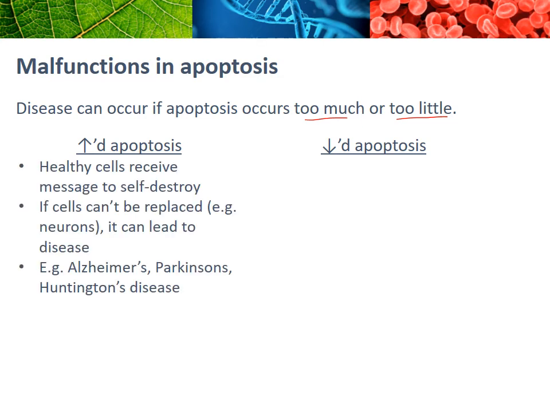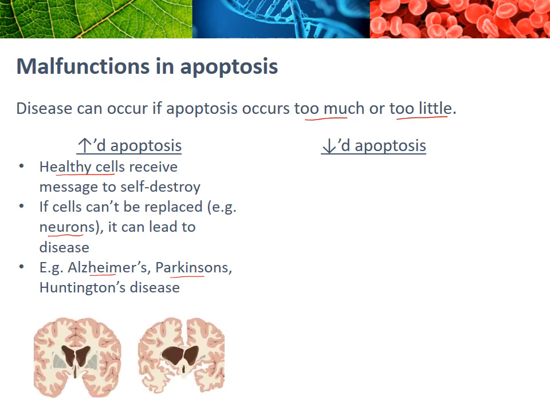So with too much apoptosis, basically healthy cells are getting a signal to self-destroy when they shouldn't. Okay, and if you think about that, we've got too many cells being killed off, and if those cells can't be replaced, so for example, neurons or brain cells, they can't ever be replaced. So if you get enough cells destroyed and they can't be replaced, that can lead to things like Alzheimer's disease or Parkinson's disease, which are all things that affect the brain.